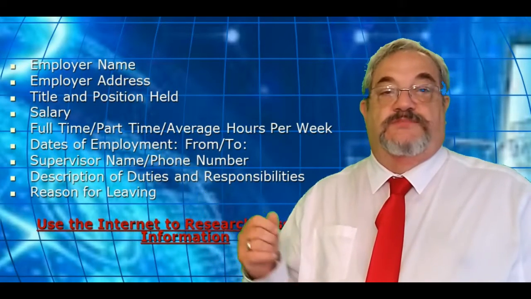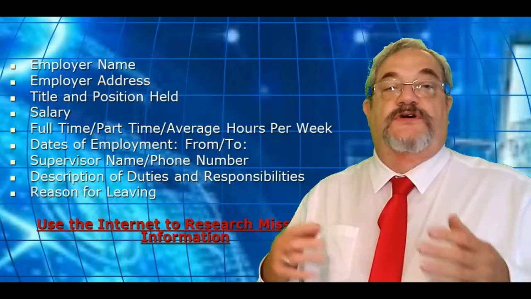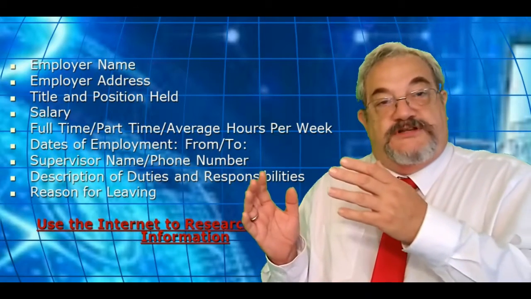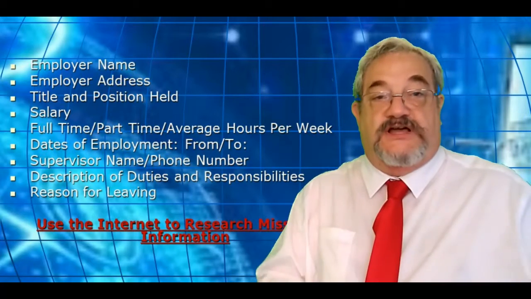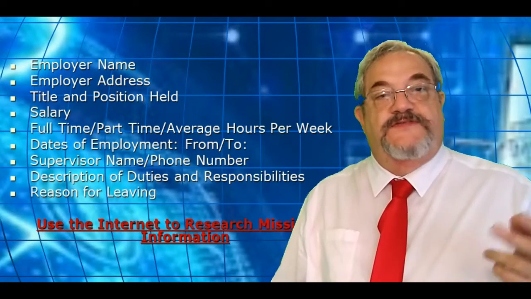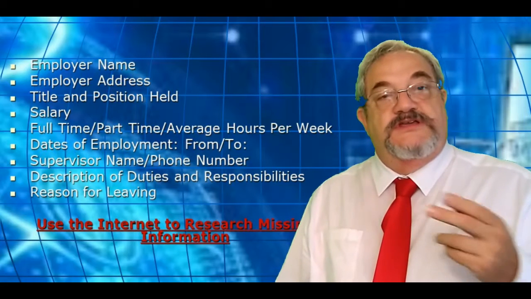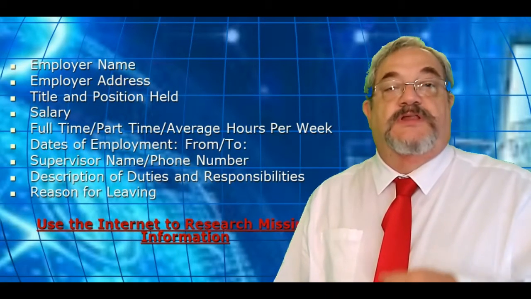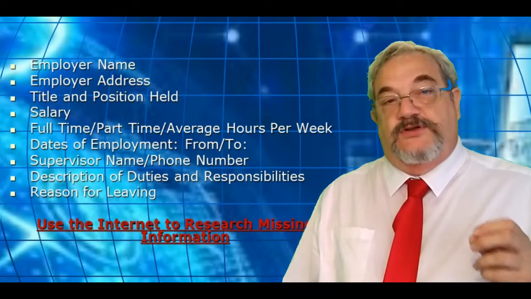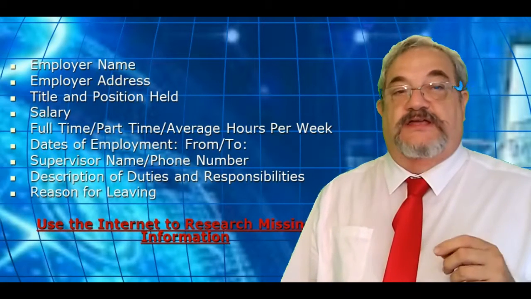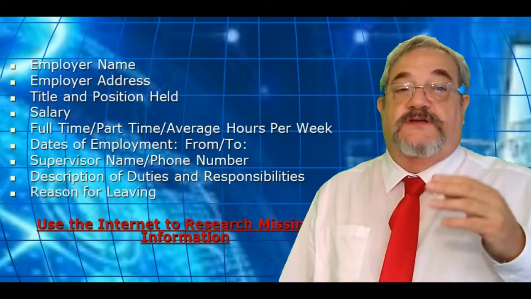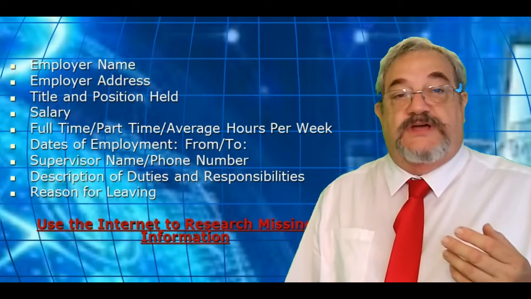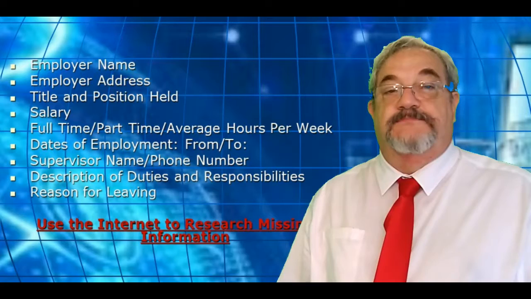List the dates of employment, from and to. From would be when the employment started, your start date. To would be when the job ended. List the month and year. The reason for that is when you apply online, computers scan and calculate how much time you've spent on a job, and they can figure out how much experience you have from that time.